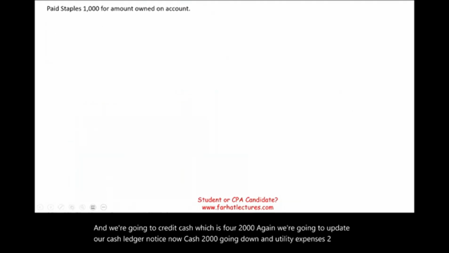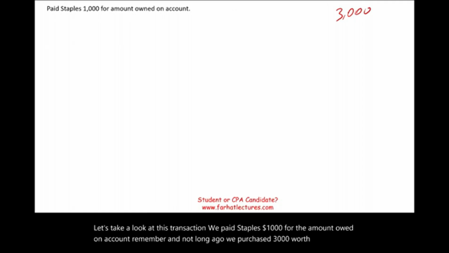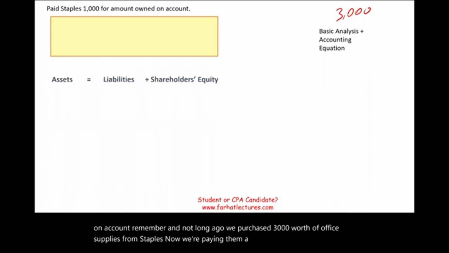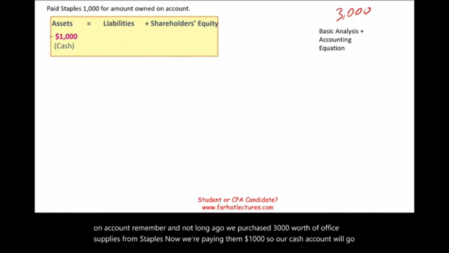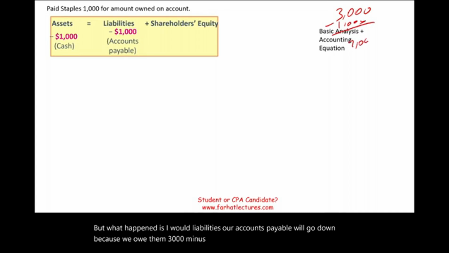Let's take a look at this transaction. We paid Staples $1,000 for the amount owed on account. Remember, not long ago, we purchased $3,000 worth of office supplies from Staples. Now we're paying them $1,000. So our cash account will go down, true. But what happened is our liabilities, our accounts payable will go down because we owe them $3,000 minus $1,000. Now we owe them only $2,000, and we're going to see this in the ledger.